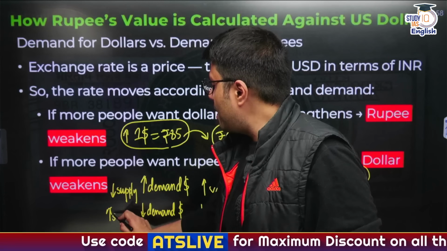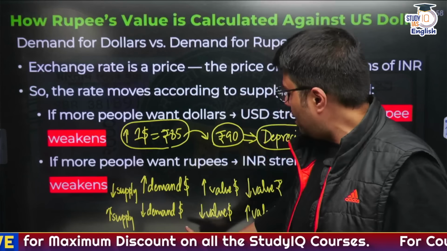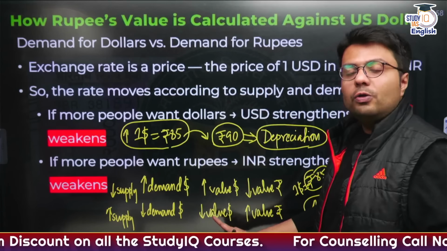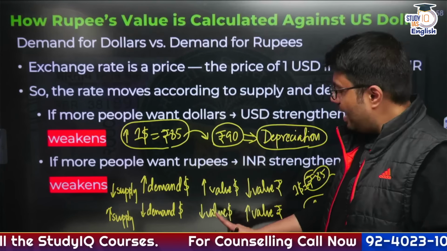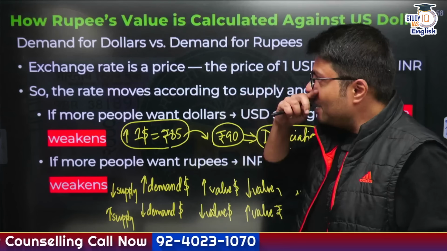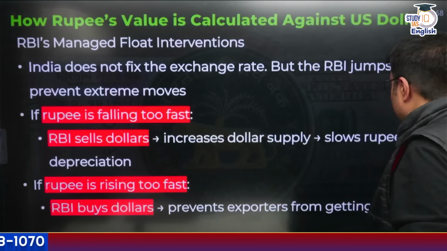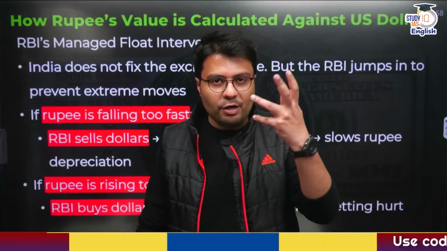Similarly, if supply of dollar is in plenty, it would reduce the demand for dollar and correspondingly reduce the value of dollar, and the corresponding value of rupee would increase, right? So this is how the factors of demand and supply affect the availability and the value of dollars.